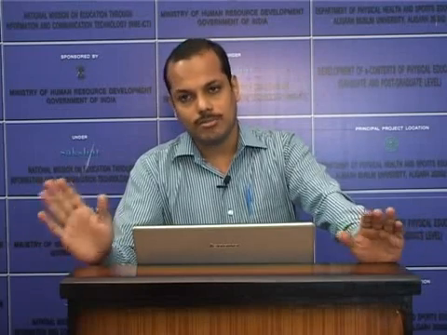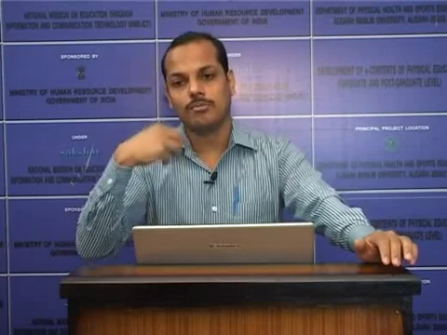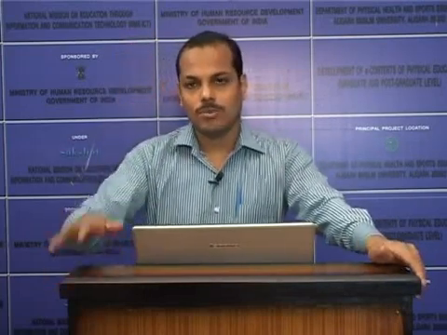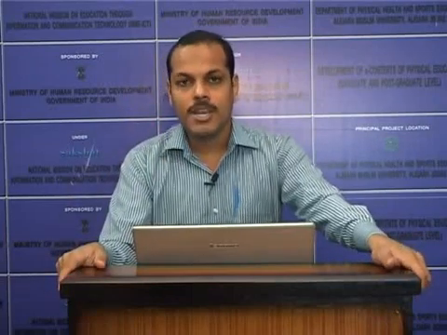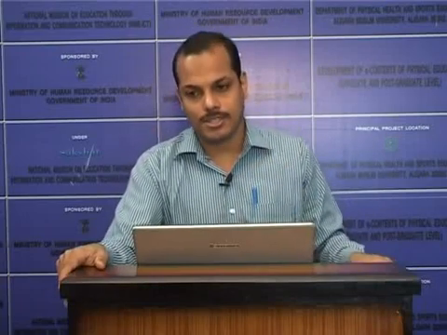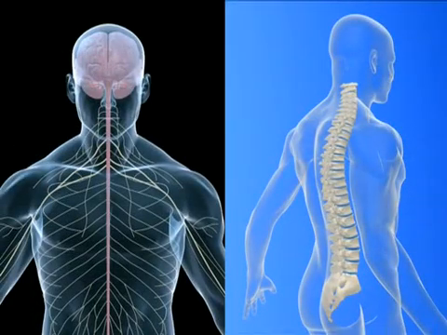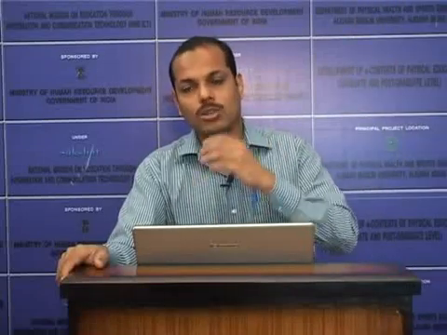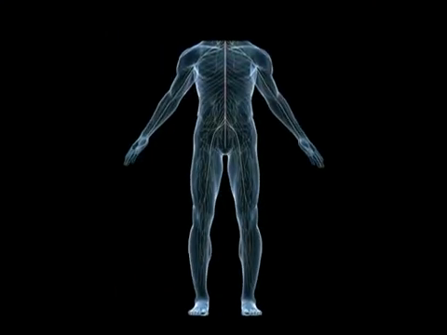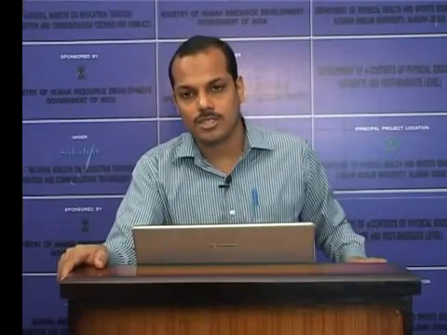And there are 12 cranial nerves, which carry information from and to the brain. So, the human nervous system can be divided into two parts: the central nervous system and the peripheral nervous system. The central nervous system is the brain and spinal cord, so it is the center. The peripheral nervous system includes the spinal nerves and cranial nerves, those which are outside the brain and spinal cord.